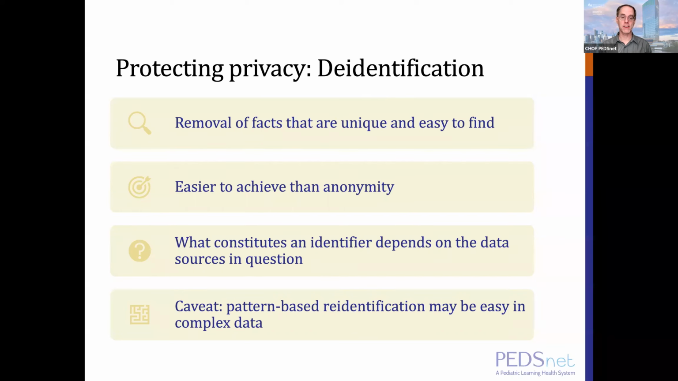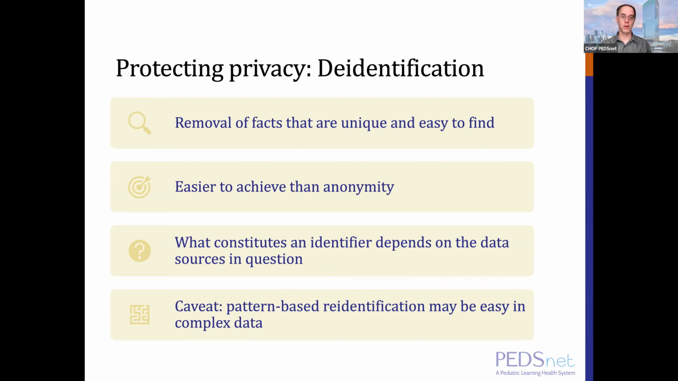These are facts about the patient that allow ready linkage to other sources of data and a fairly short path back to the kinds of identity that we are often interested in limiting disclosure of. So things like names and addresses. It's easier to achieve de-identification because you're removing specific facts.